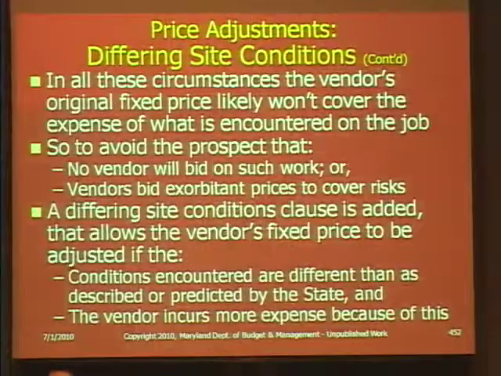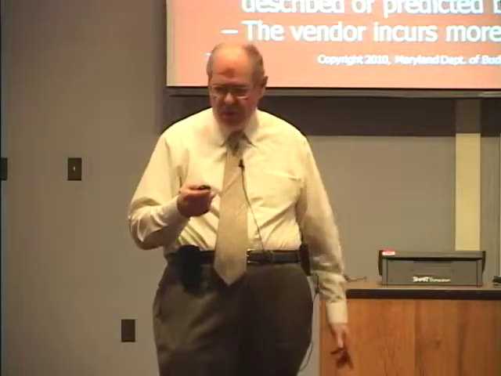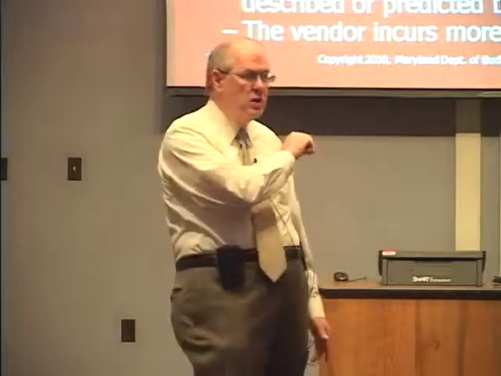So a differing site conditions clause is added that allows the contractor's fixed price to be adjusted if conditions encountered are different than as described or predicted by the state, and, this other one is crucial, the vendor incurs more expense because of this. So the vendor is incurring more costs, not because of any action or inaction of their own, but because of inaccuracy or circumstances that weren't anticipated.